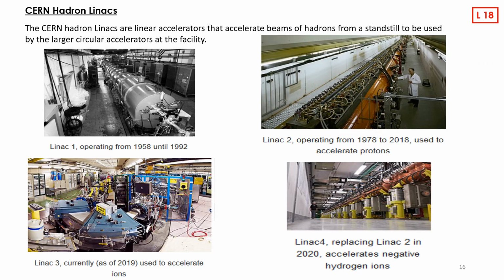CERN Hadron Linacs are linear accelerators that accelerate beams of hadrons from a standstill to be used by the largest circular accelerators at the facility. So LINAC 1 operated from 1958 until 1992, and the most recent one is LINAC 4, replacing LINAC 2 in 2020. It accelerates negative hydrogen ions, which are the source for protons to be used in the experiments.